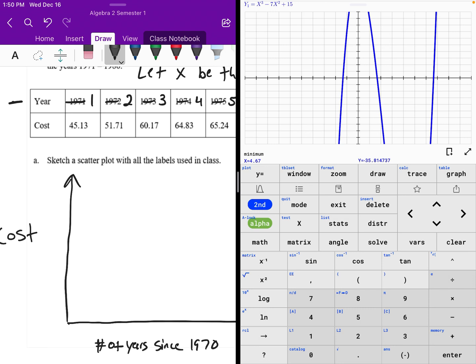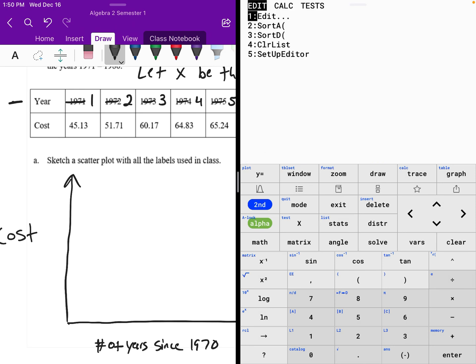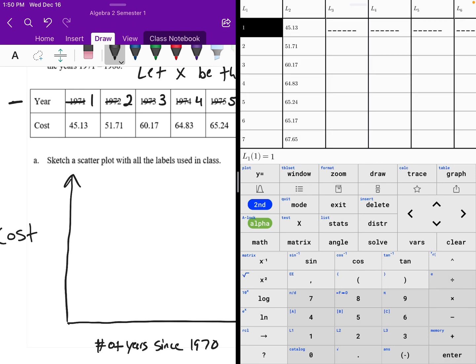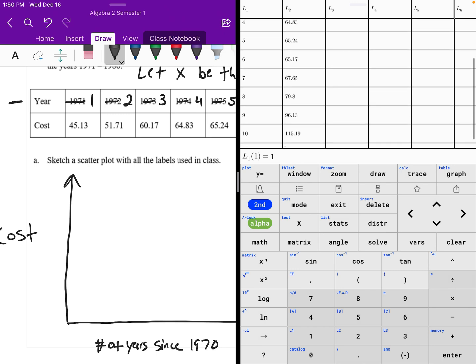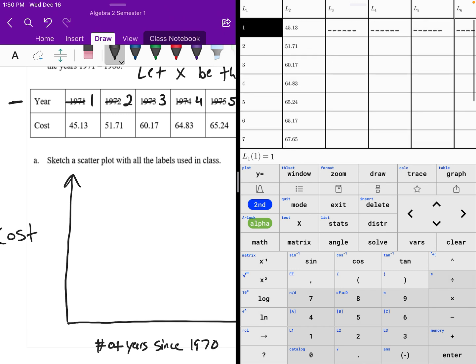Okay, now this is the 4th time, I think, that we've done regressions. Okay, so in this case, again, you always go to stat, edit, you enter the information. I have it entered in already. Okay, but make sure when you're entering it in, double check that it is all entered in correctly.